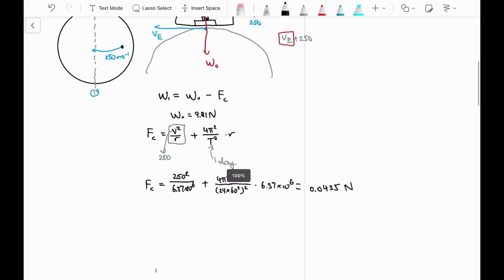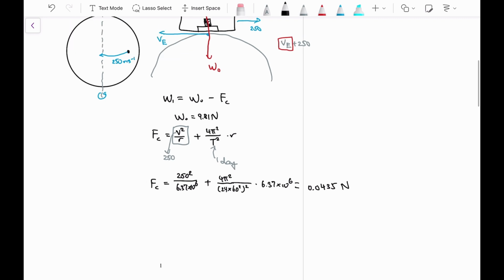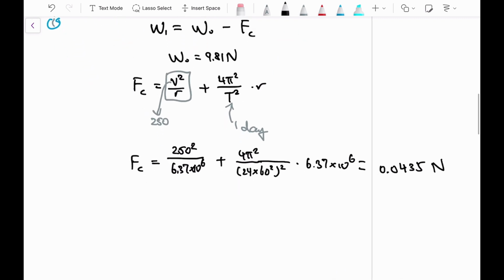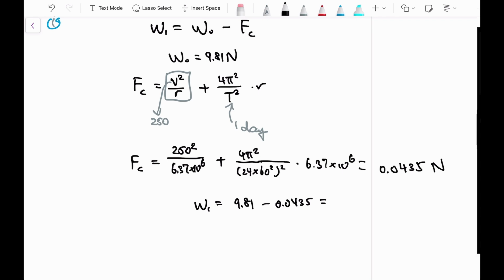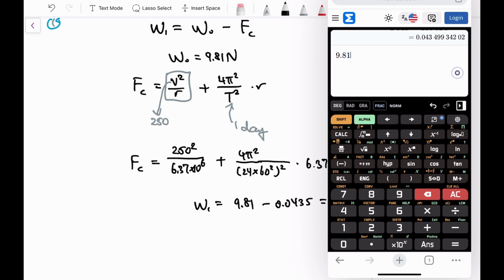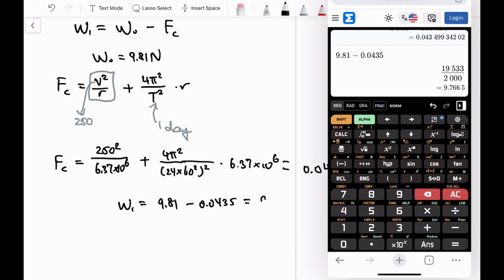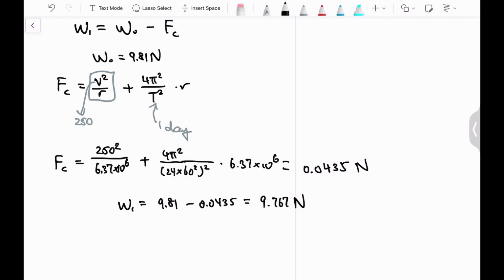So in this case, then we can calculate W1. So W1 will be equal to 9.81 minus 0.0435, which is equal to, say, 9.767 newtons.